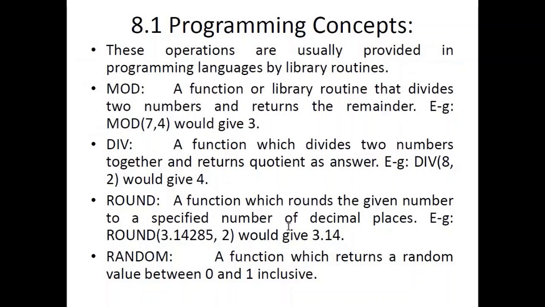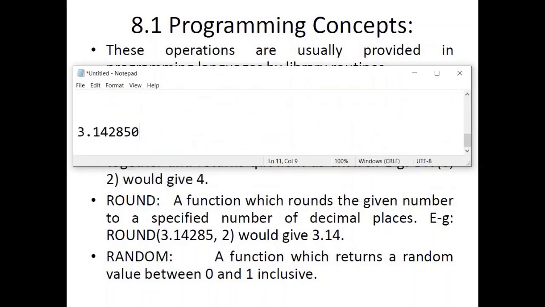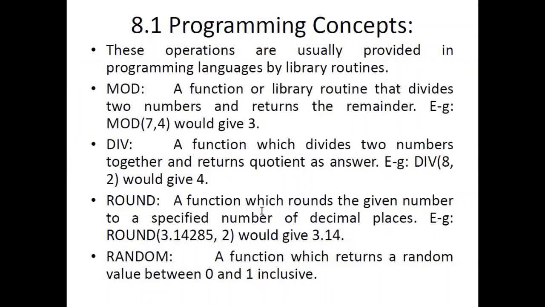Last but not the least, we have a function that is known as random, a function which returns a random value between 0 and 1 inclusive, like 0, 0.1, 0.11, 0.22. It would return you a random number. This random is a part of the maths library in most programming languages. This is one of the basic mathematical functions that are provided by any programming language.